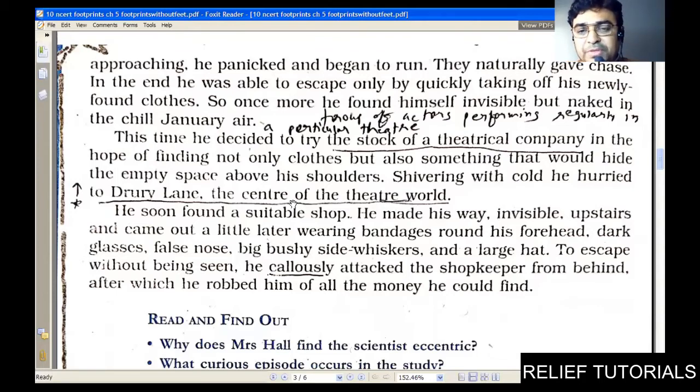Stock has two meanings here. One meaning is actors performing regularly for the theater, but here it means the storeroom where all the goods and props are kept. So this is not the meaning I've written over there.